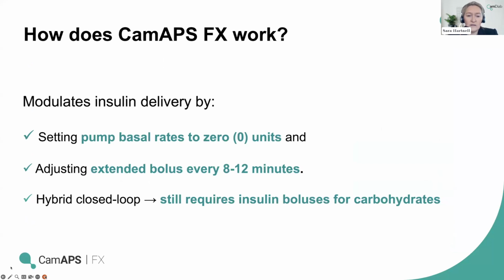So the system works, and I think we're all having to remember how all different systems work, and they're all slightly different. So this system works by setting the pump basal rate to 0. It then provides an extended bolus every 8 to 12 minutes that the app instructs. And the system is still a hybrid closed loop system, meaning that we still need to be announcing meal boluses, providing insulin for carbohydrates up front.